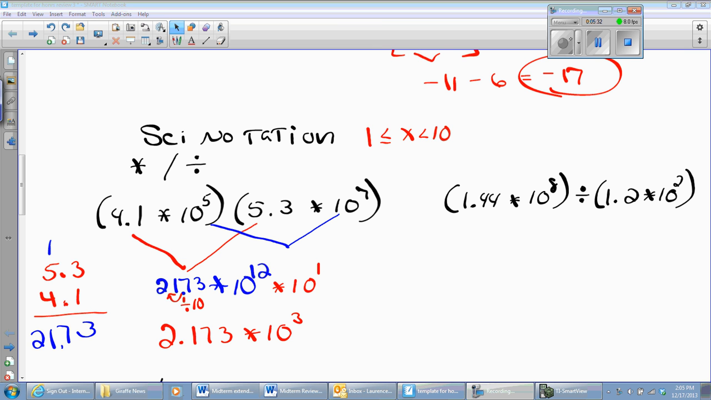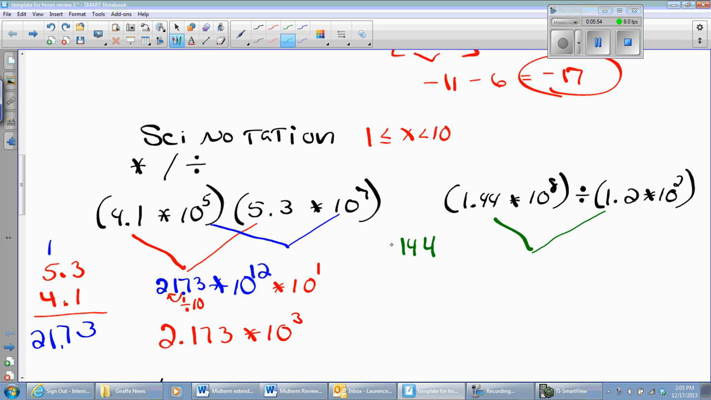Okay, it's been several hours, but I'm going to pick up where I left off. So I'm going to do some division with scientific notation. And let me see here. First, I'm going to divide 1.44 by 1.2, 1 and 44 hundredths by 1 and 2 tenths. Now, you are allowed to use a calculator, but you don't always need to.